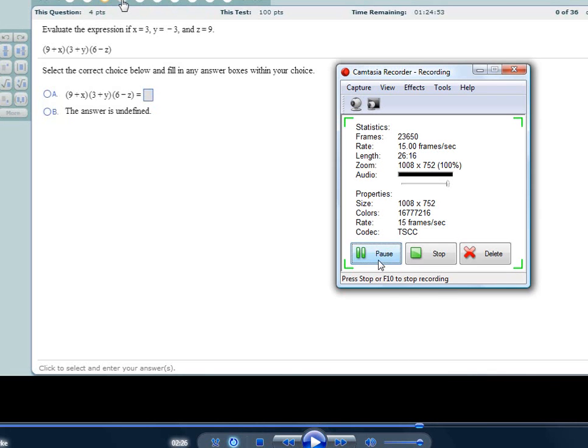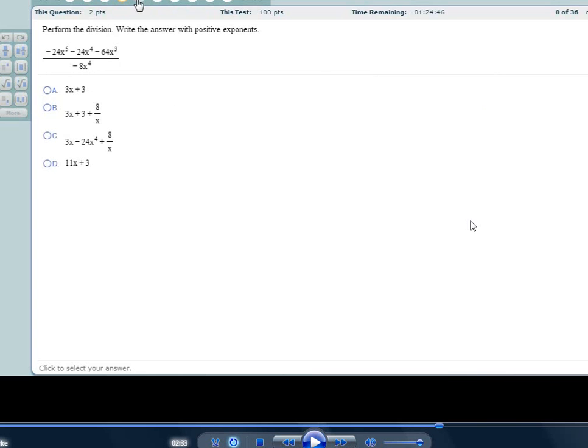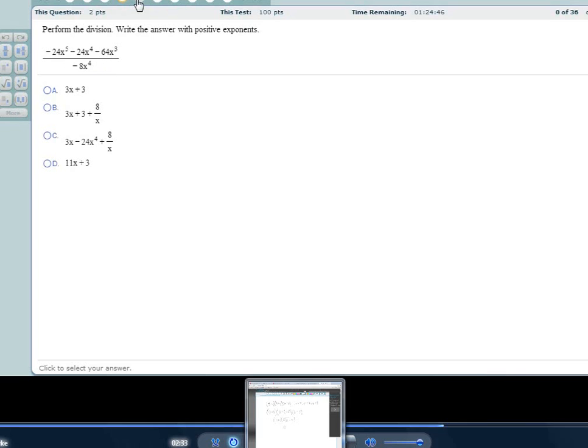Okay, number 24, perform the division. This time, I think it's a little bit easier. All right, you have one single term, a monomial, in the denominator. What you can do to simplify this overall fraction is take that denominator, that term, and write it underneath each of the 3 terms in the numerator.